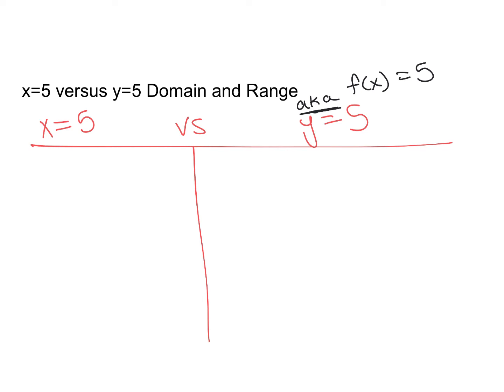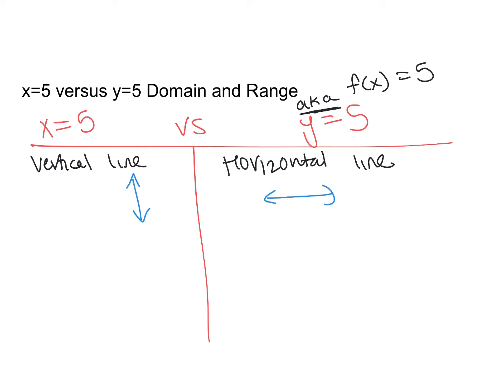When you have x equals 5, show me with your arm, what does that look like if it's x equals? Good, it's vertical. Yes. Okay, what about y equals? Horizontal. Awesome. Okay, so x equals 5 is a vertical line. This is a horizontal line. Ooh, I can spell horizontal line. So vertical, horizontal.